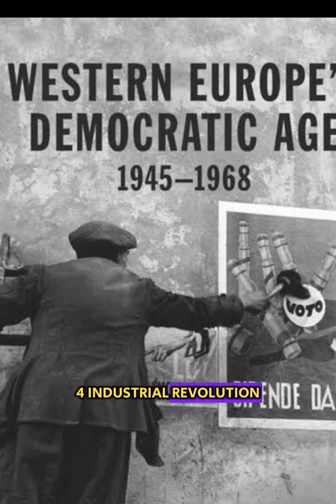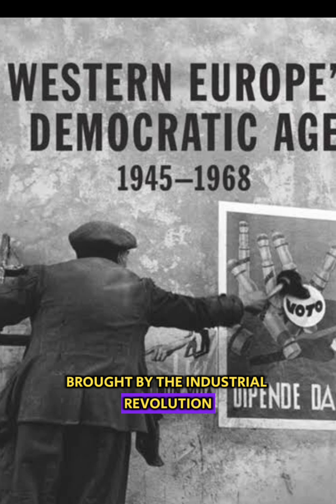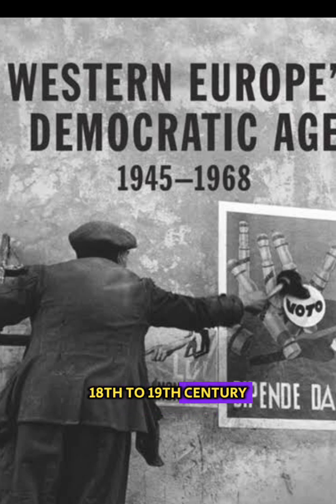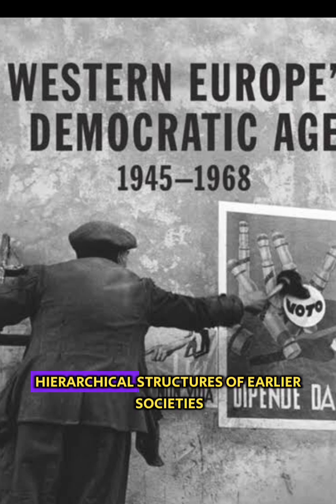4. Industrial Revolution. Economic transformations brought by the Industrial Revolution, 18th to 19th century, led to urbanization, the growth of a working class, and demands for labor rights and political inclusion. Social mobility increased, challenging the rigid hierarchical structures of earlier societies.